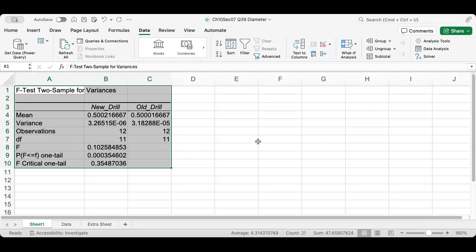So I'm going to ask the same question. Reject the null hypothesis or keep the null hypothesis? The null hypothesis is that there's no difference. I wanted to know if the new drill was smaller than the old drill, less variance. It's a left tail test. Does the new drill show a smaller variance? Yes or no?